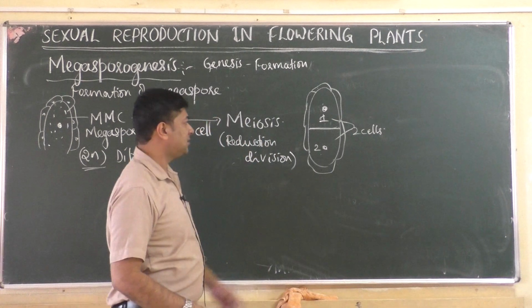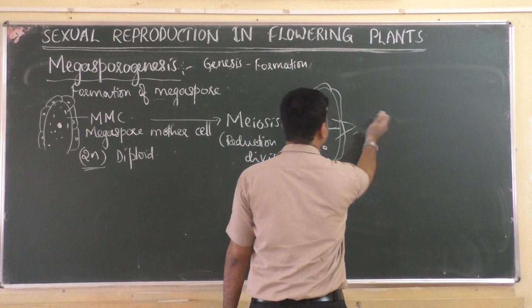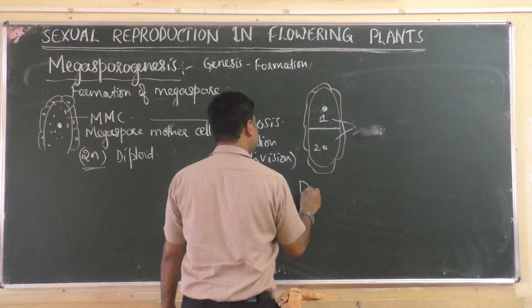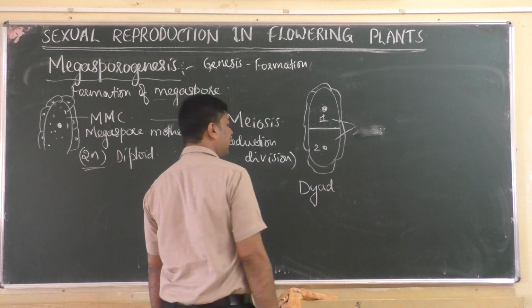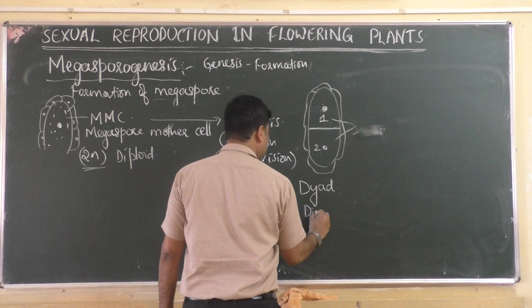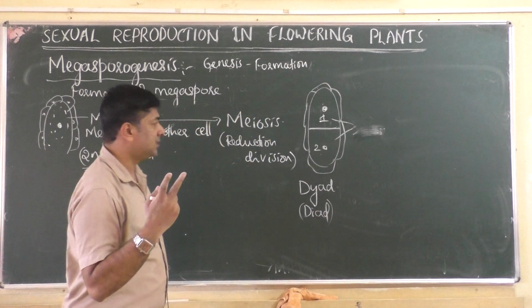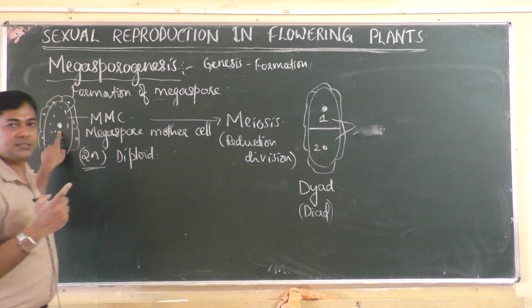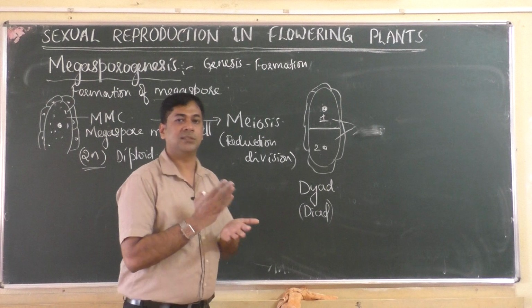Now these are not two cells, these are two megaspores. Two megaspores are produced. This is called dyad condition. Dyad, di means two. In some books they write it like this. Dyad means two cells. One megaspore mother cell produced two cells by meiosis.